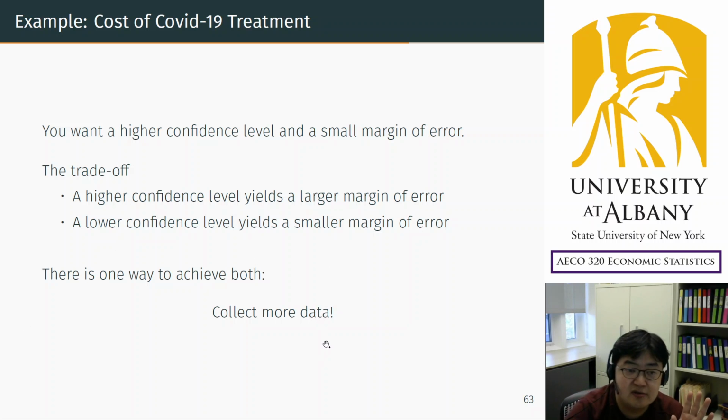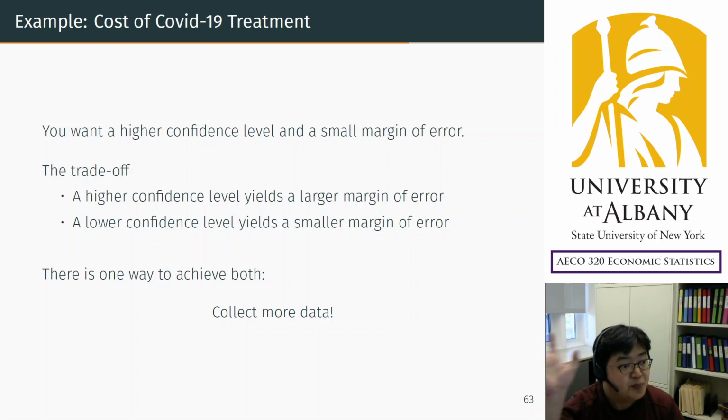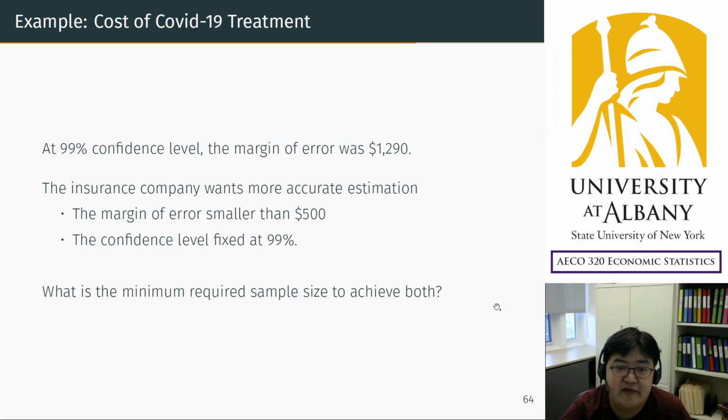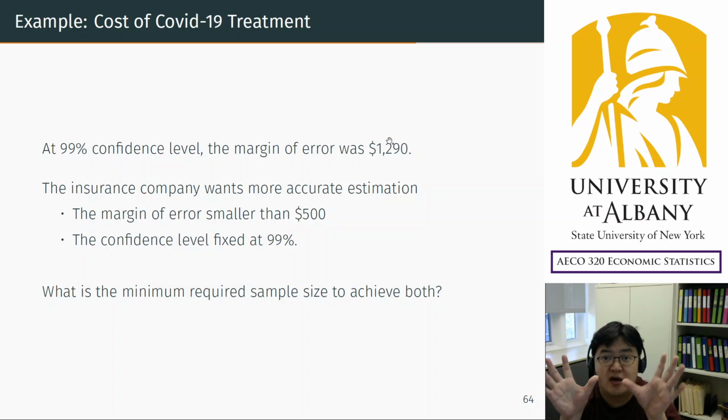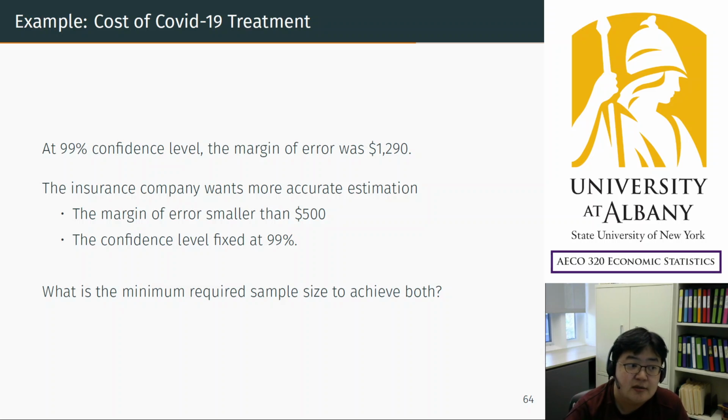Actually, the idea is simple here, but this is the starting point of experimental design theory, right? Sampling design, experiment design is a field in statistics based on this idea. Let's have a look. So in the earlier example, we considered 99% confidence level. At that level, the margin of error was more than $1,000. So you have to allow a large margin of error to increase the probability of correct estimation.